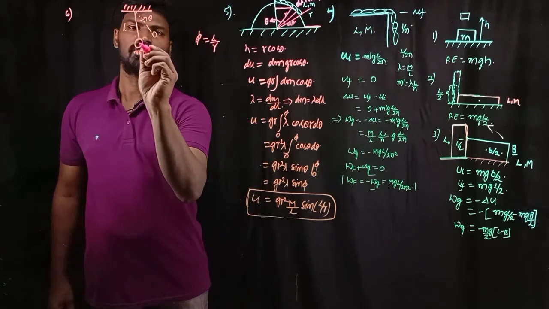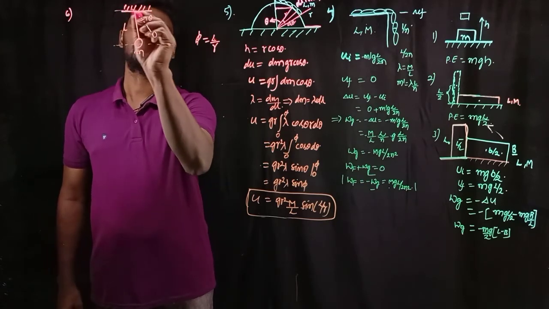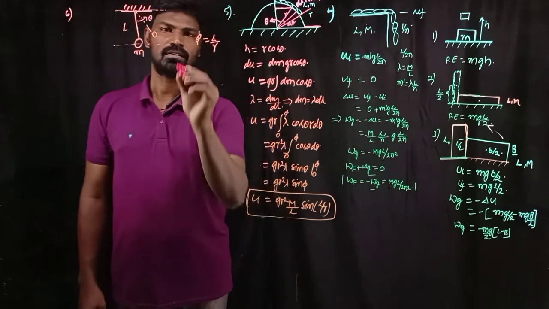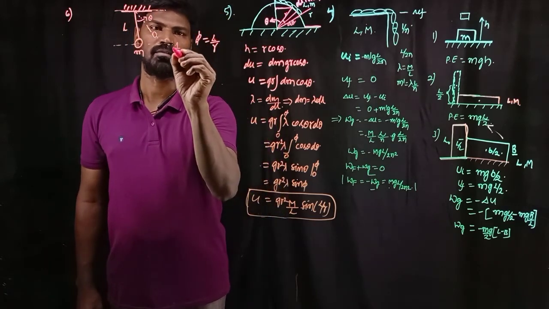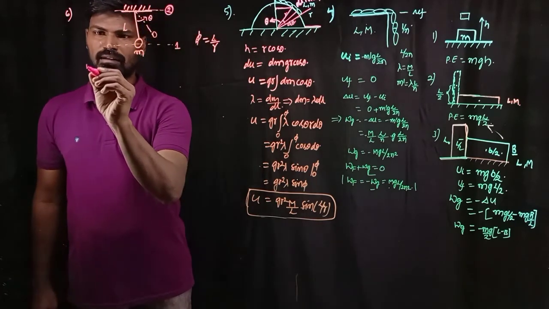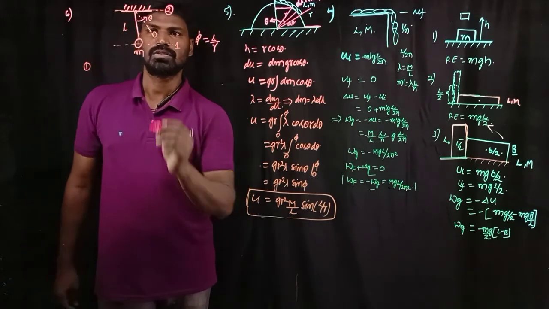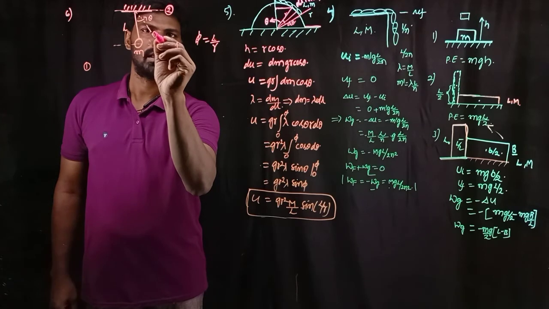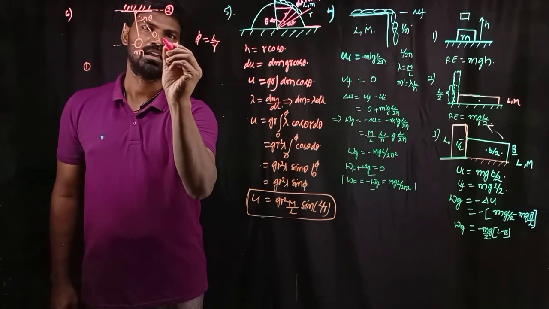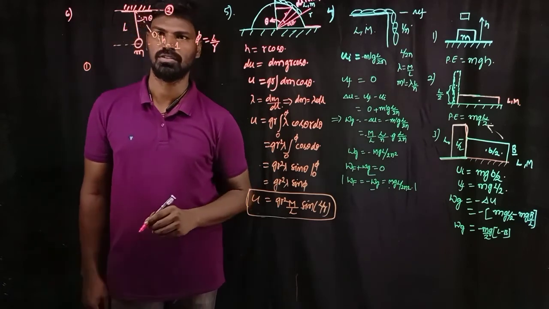You can fix your reference point either at the center of mass of this bob or with respect to this suspension point. You can take the datum line at any point. First I will calculate with respect to line number 1, and later with respect to line number 2 also. First I am considering line number 1, the line passing through the center of this bob. When the bob is displaced through a small angle theta, the center of mass of this bob is lifted through a small height h.